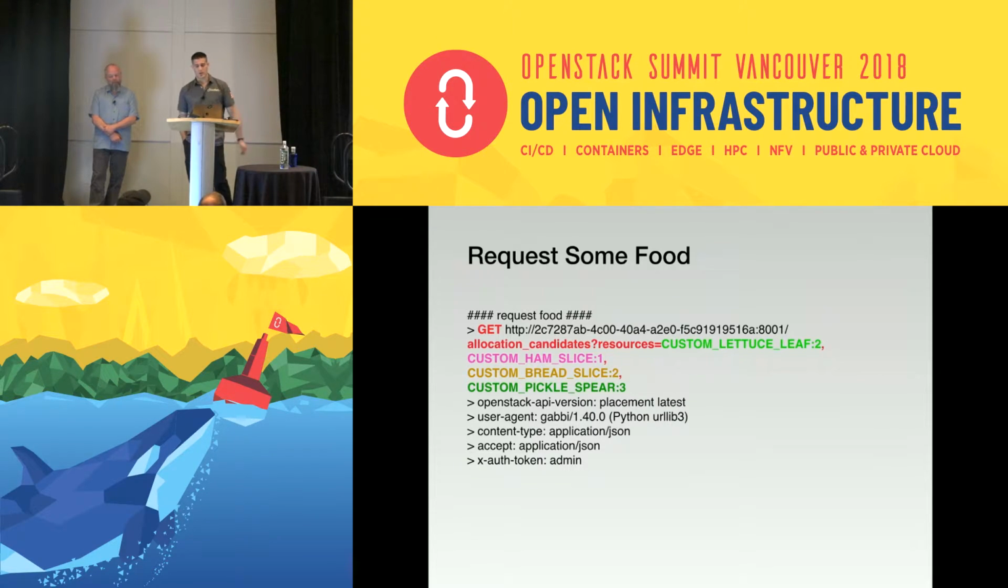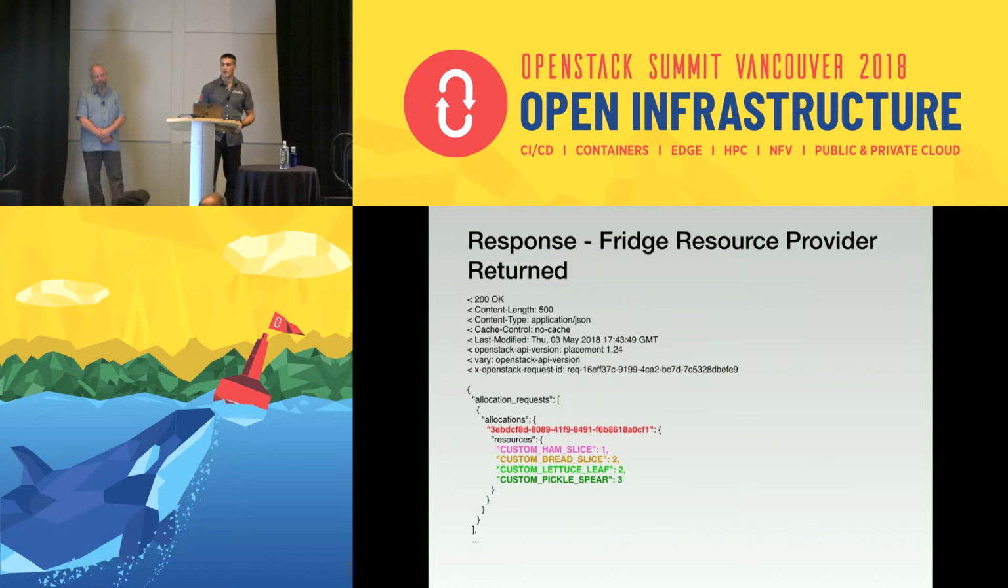So this is what my request looks like. I said, well, I want 2 leaves of lettuce, 1 slice of ham, 2 slices of bread, 3 pickles. And there's this GET URI that I send that information to. Placement says, I found one resource provider that can do this because I only made 1 fridge. But if I had more than 1 fridge, possibly more than one of them would be able to satisfy this request. And what it sends me back is a response that contains this chunk right here called allocation requests. That's a list of these dictionaries that says, in this resource provider, here are the resources that you could get.